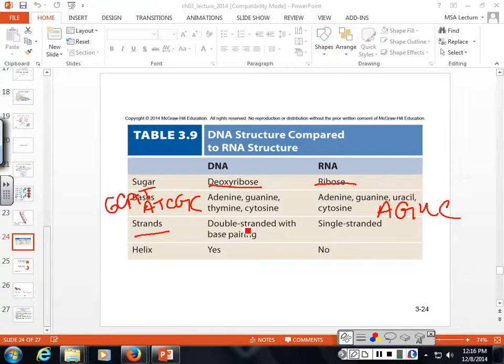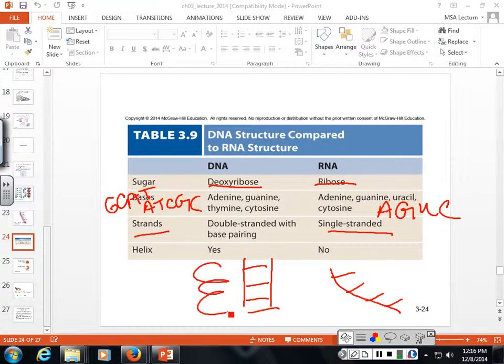Strands. DNA is usually paired. You know how we saw the two strands and they were connected, kind of like a ladder, where RNA is usually just one strand with the bases on it. DNA forms a helix. We'll take this ladder and we can twist it. RNA is just one single strand, so it can't form that helix.